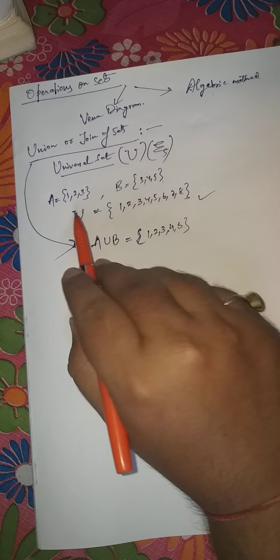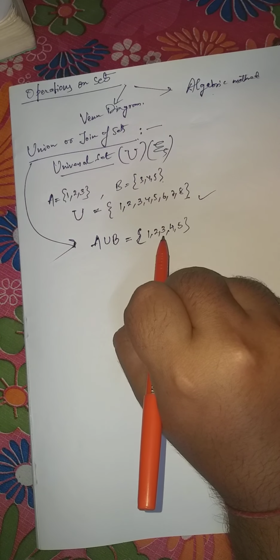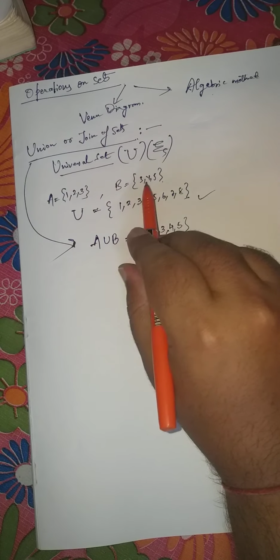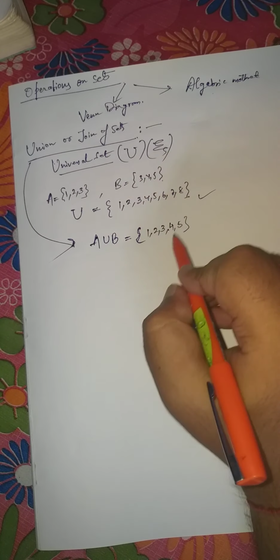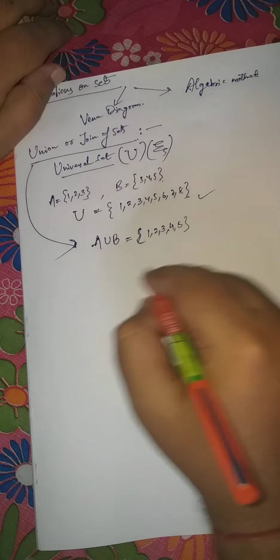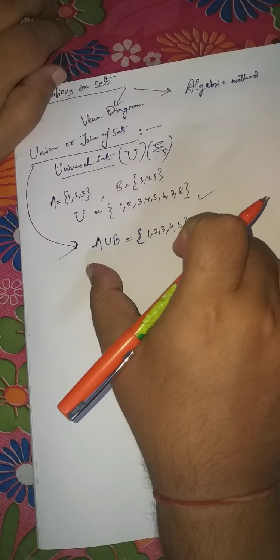So what is A ∪ B? The simple way: write down the elements 1, 2, 3 from one set and from the other set. If an element is repeating itself, just leave it and write the left out elements, that is 4 and 5. Okay, this is the first way, the algebraic method, of how to write it.